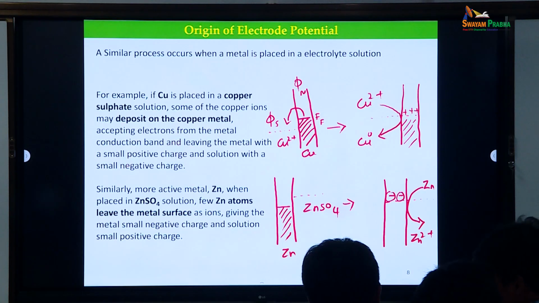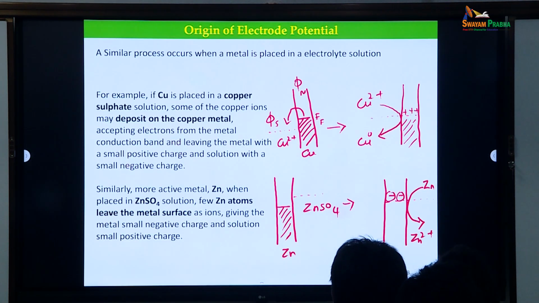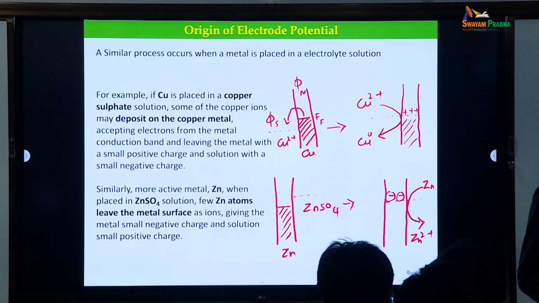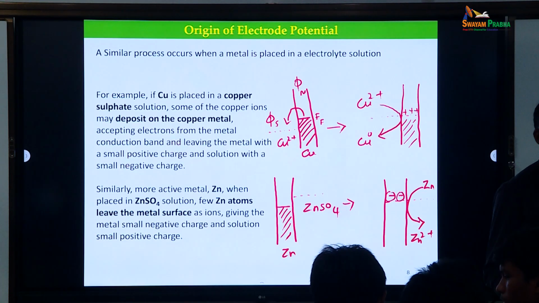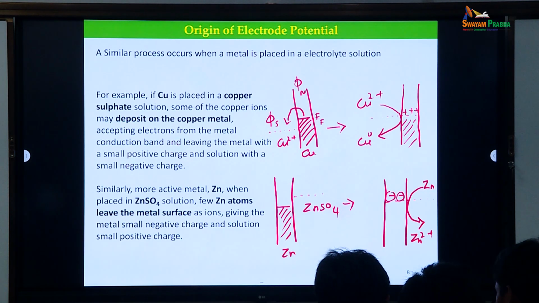Am I right? Now what happens? The LUMO, that is the lowest unoccupied molecular orbital of your copper hexaaqua species, has an energy level that depends on the concentration in the solution. Okay? Let me assume I have taken 1 molar copper sulfate solution. So it's not to scale. So its energy level is, say, below the Fermi level of my copper.